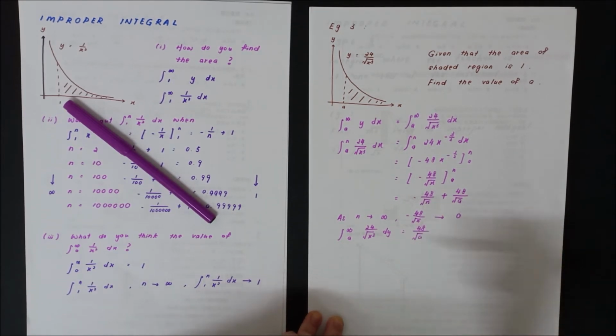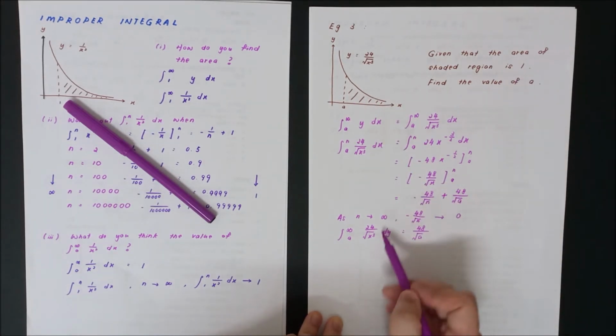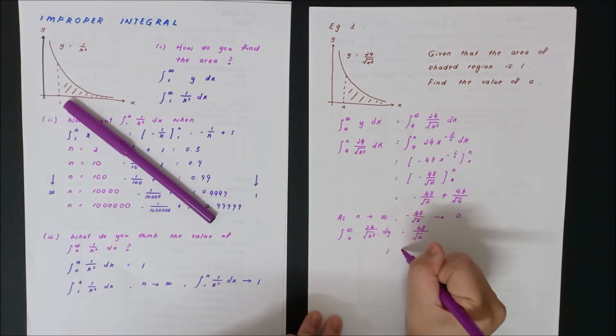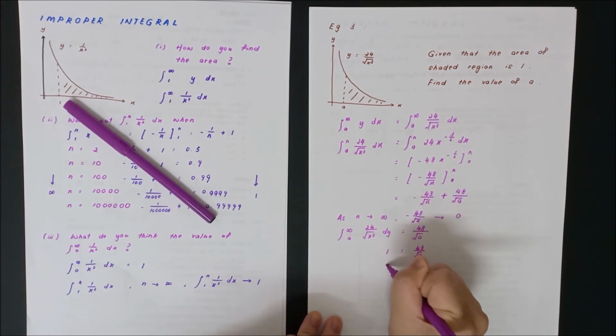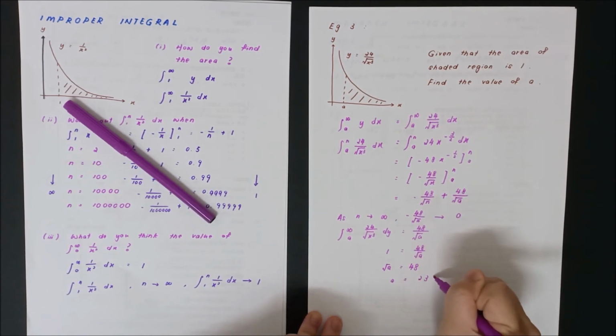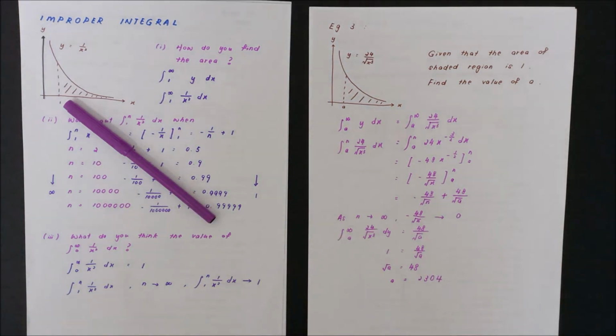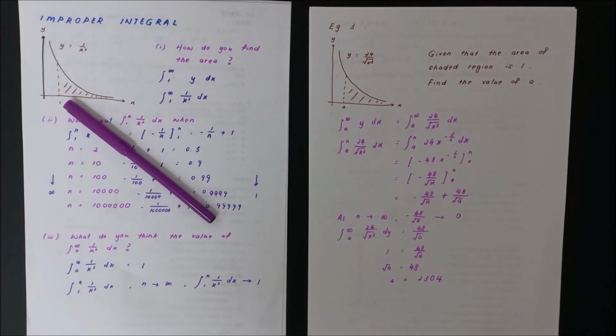So that's not your answer yet. The question tells you that the shaded region is actually 1, meaning that this term is 1, equal to 48 over square root a. So square root a equals 48. So a will be equal to 48 squared, which gives you 2304. Okay? So that's the end for this part. Later on we are going to see the next example for type 2 improper integral.